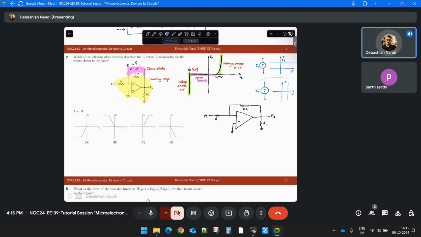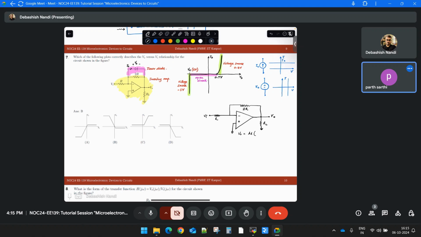What is the input of an OPAMP? A voltage. What is the output of an OPAMP? Sir, V out is also a voltage only. Voltage controls voltage. V out is equal to AD times delta V, right? So this is your voltage, this is your voltage. So what is this? Voltage controlled voltage source. Obviously, right?